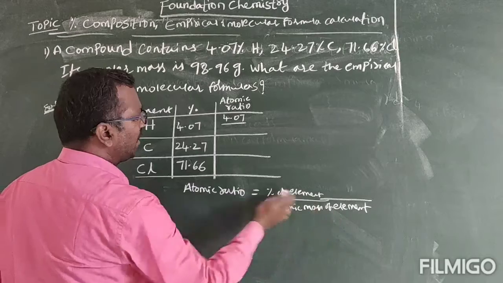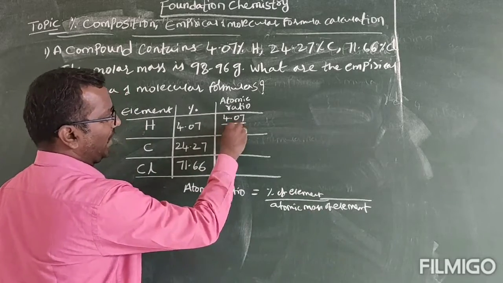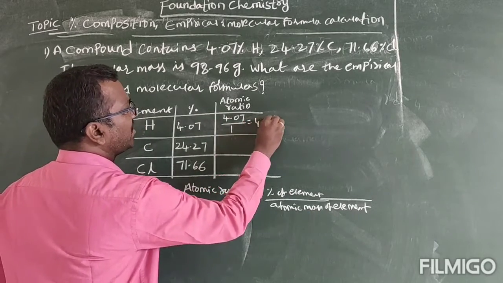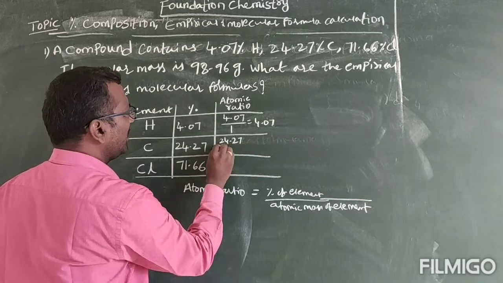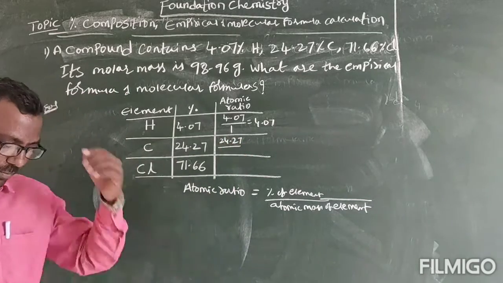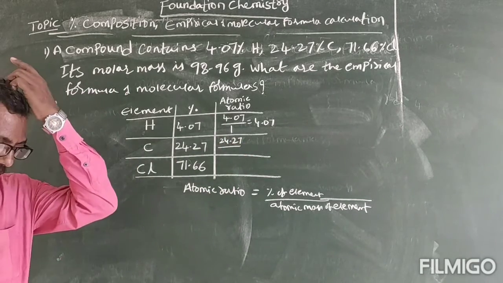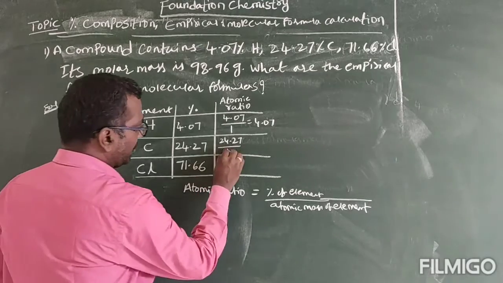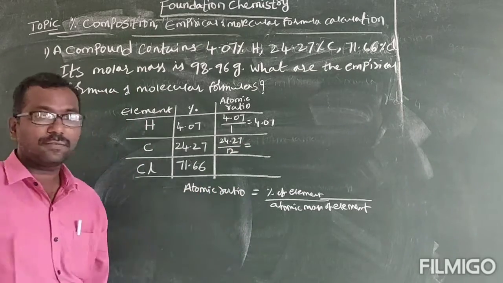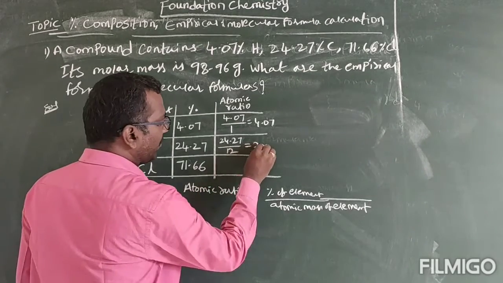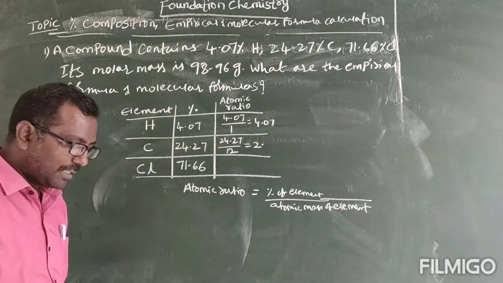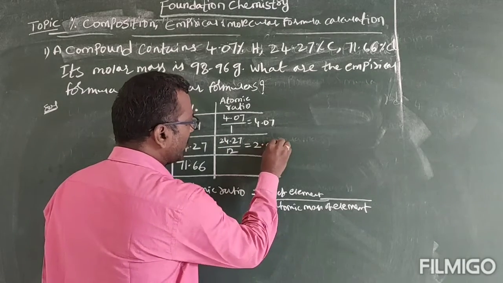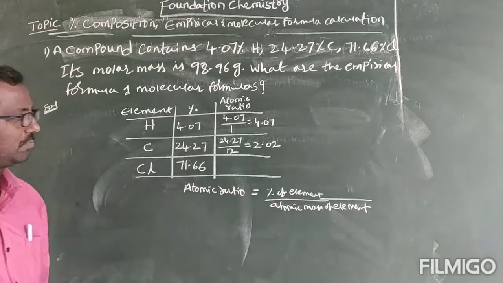4.075. What is the atomic mass of hydrogen? 1. So it is 4.07. Next, 24.27 by carbon atomic weight is how much? 12. Very good. So it is 12 to the 24 point. Again 24 it is there. Means 0. 12 to the 24.